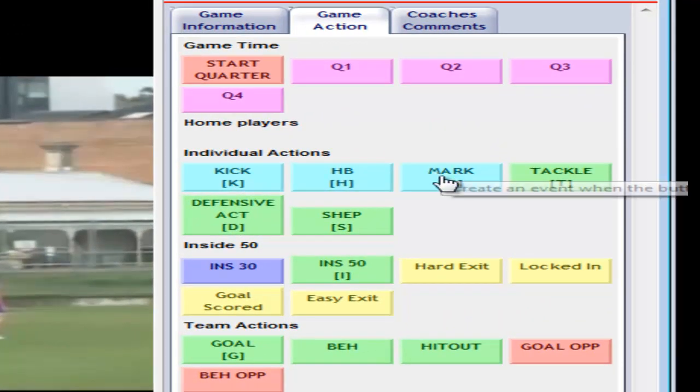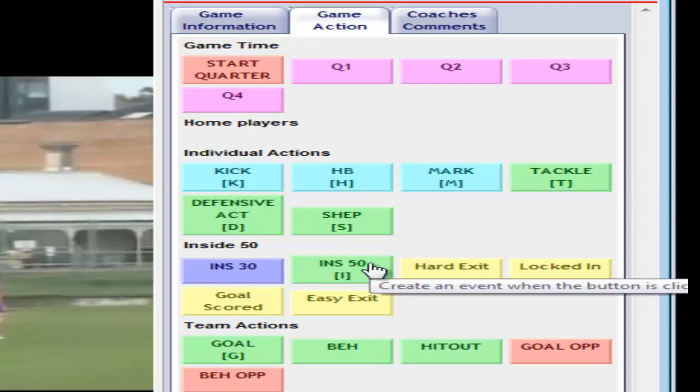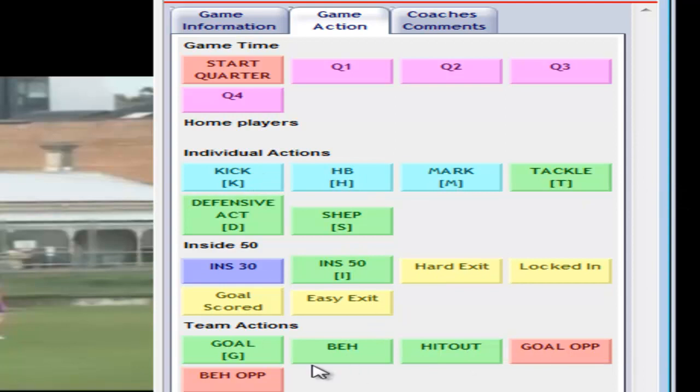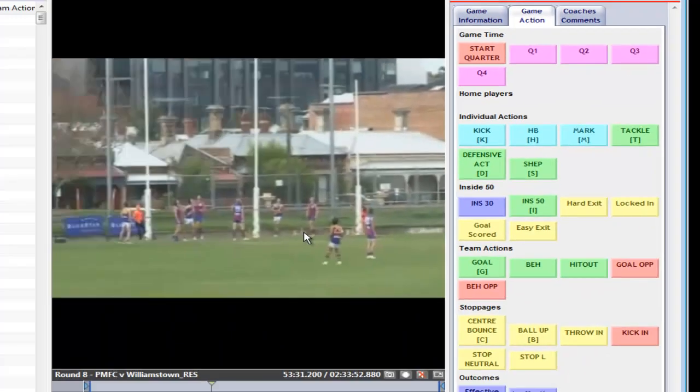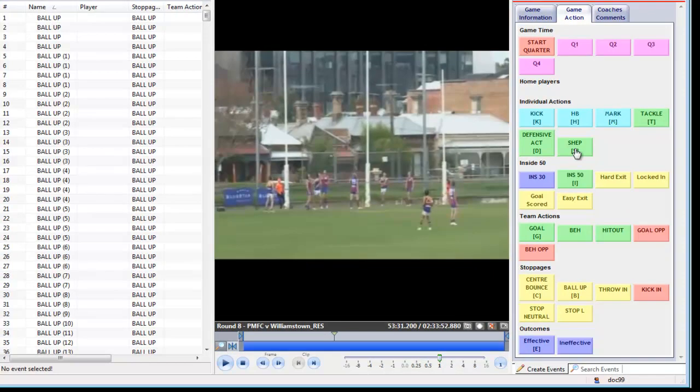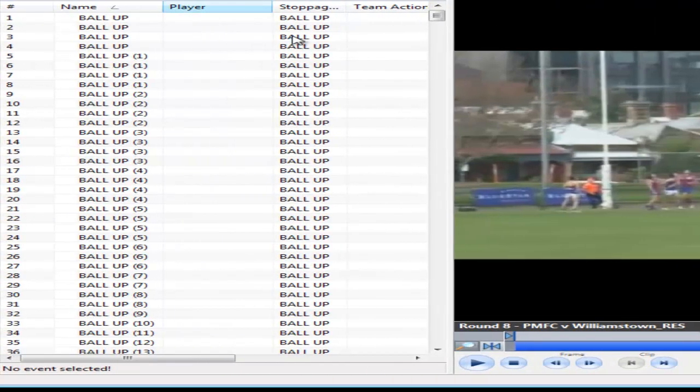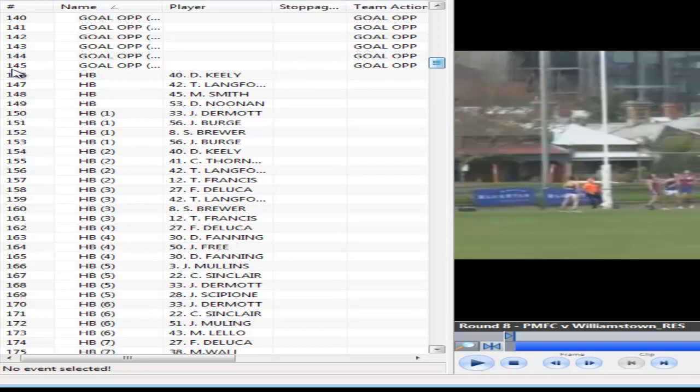Now, this is VFL level, so there's a lot of edits that are happening. You can see that they want kicks, handballs, marks, inside 50s. They want goals, behinds, hit-outs, opposition goals, behinds, centre bounces, a lot of different information. As each event occurs, all they do is click on a button, and that button will then create all of these events here in what we call our event list.